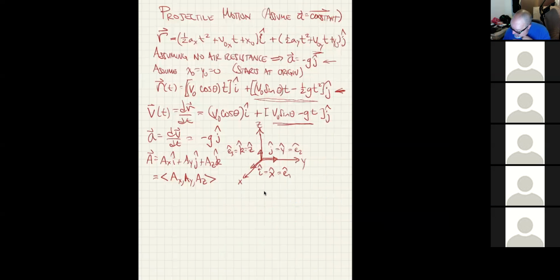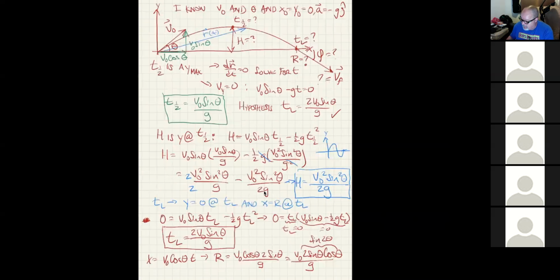Recall that? Okay. So this right here is what we used. So I was saying when Y equals 0, that'll give us the time of the landing. So I just set that whole thing equal to 0, and I factored out a T. And remember, when two things are multiplied and equal to 0, that means either one's 0 or they're both 0. And that's what I was looking at.